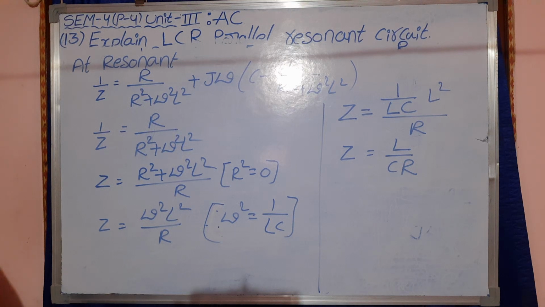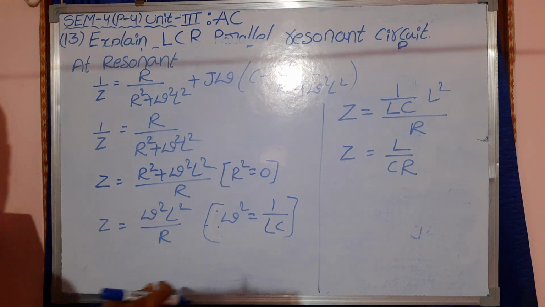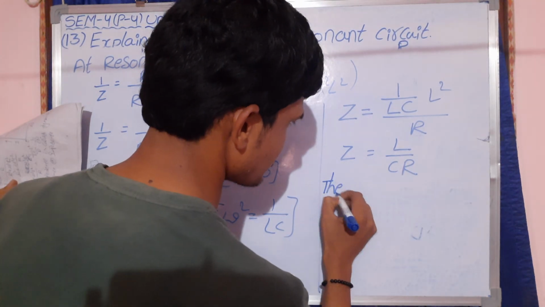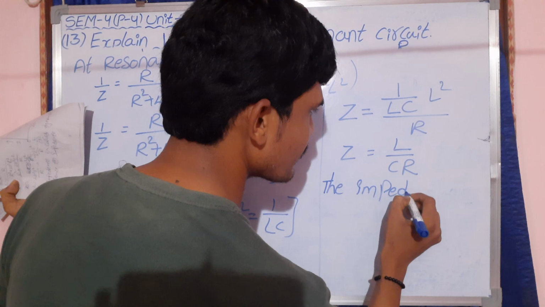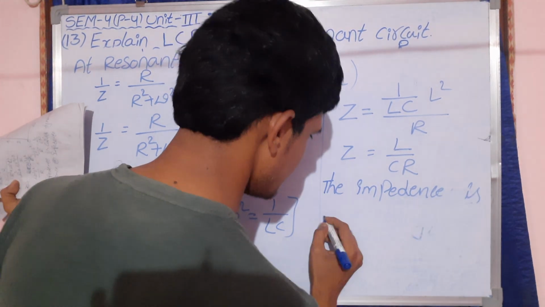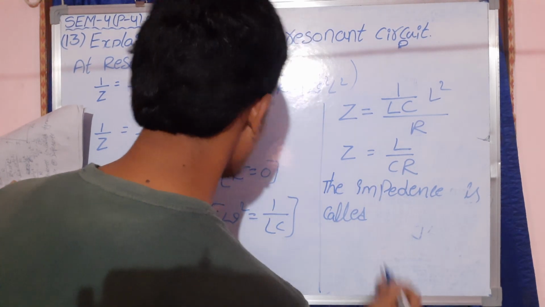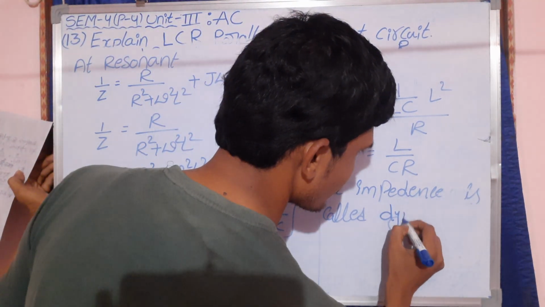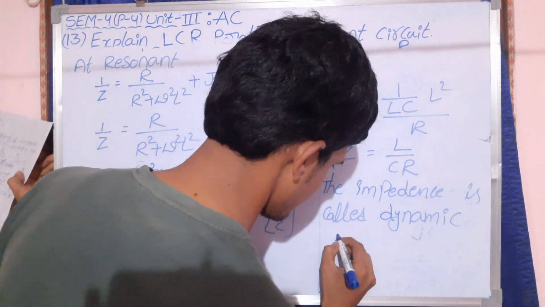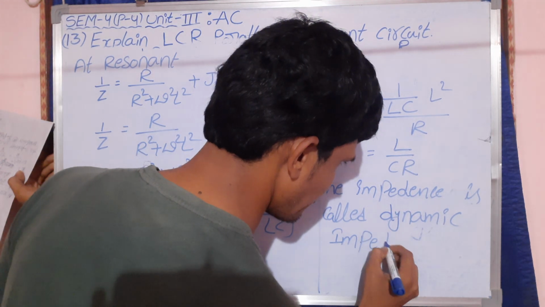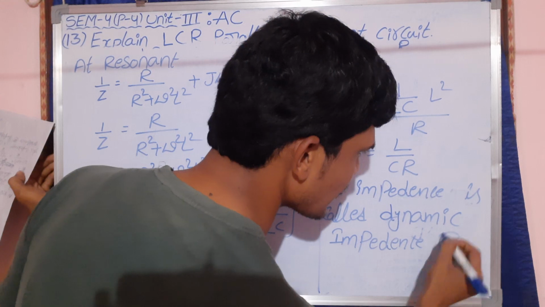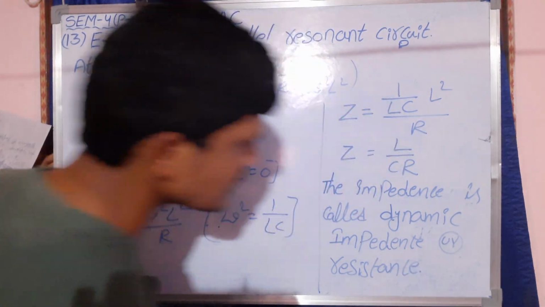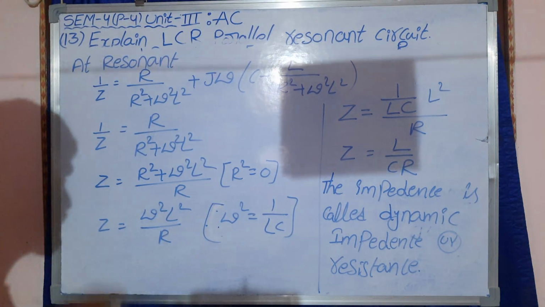Next, this impedance Z is called the dynamic impedance or dynamic resistance.